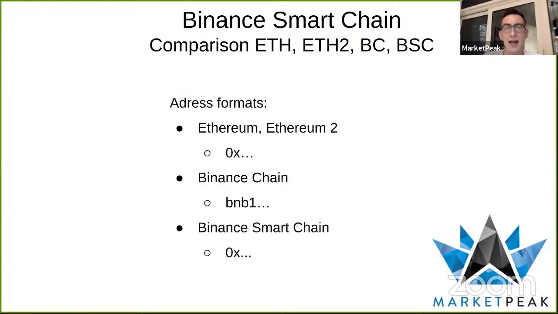The address formats on Ethereum as well as Ethereum 2 again start with 0x. Everybody who is on Market Peak already and has received a peak token payout knows this. On Binance Chain, it looks a bit different. The addresses there start with BNB1. And here we have the first similarity already: on Binance Smart Chain, the addresses also begin with 0x, followed by a long hexadecimal string.